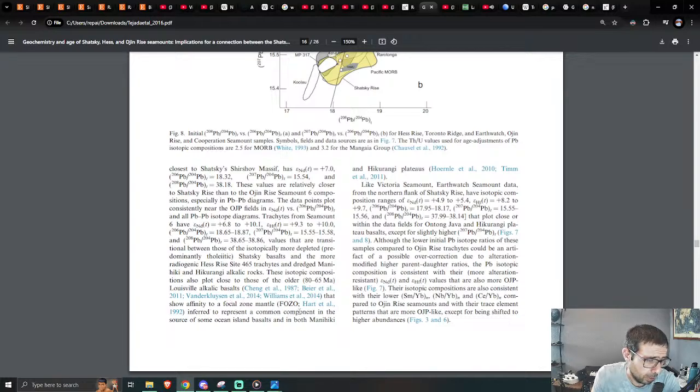Inferred to represent a common component in the source of some ocean island basalts in both Manihiki and Hikurangi plateaus. Have isotopic composition ranges that plot close or within the data fields for Ontong Java and Hikurangi plateaus, except for slightly higher lead values.